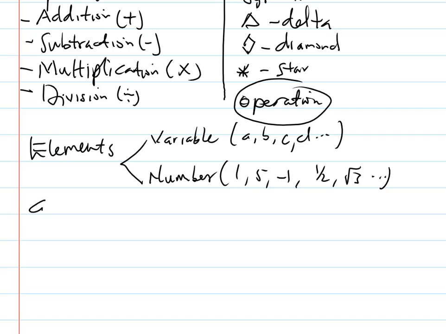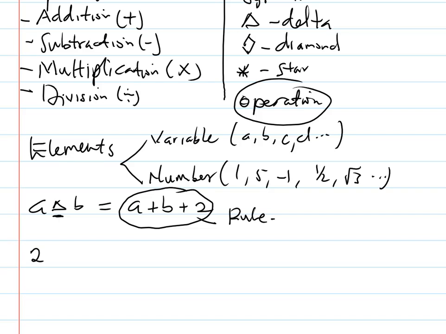So if I have A delta B, because delta has no meaning, we have to define it using a rule. So I can say A delta B must be A plus B plus 2. Now this A plus B plus 2 represents the definition for delta, and this is known as the rule.